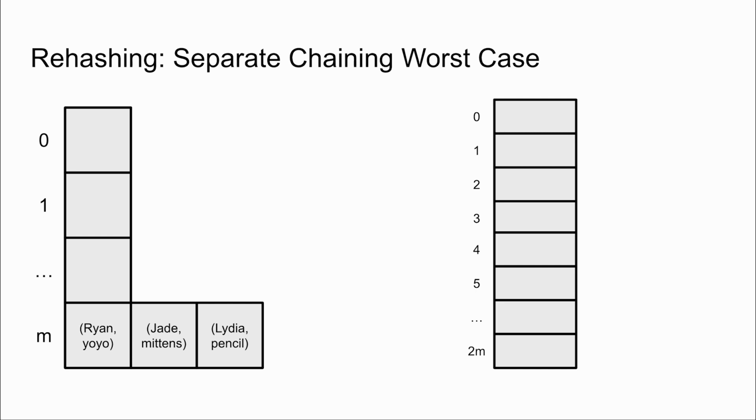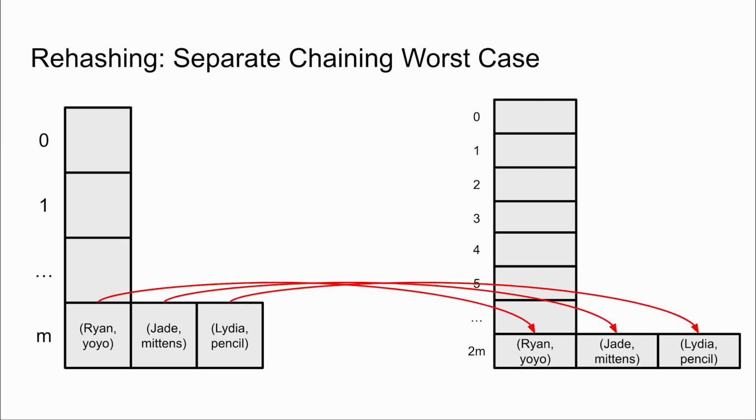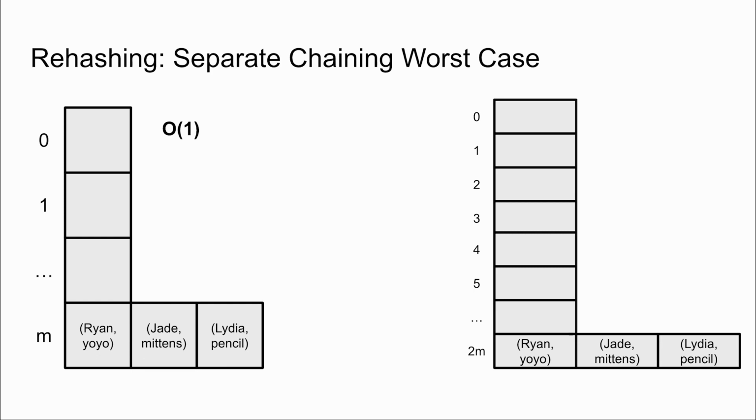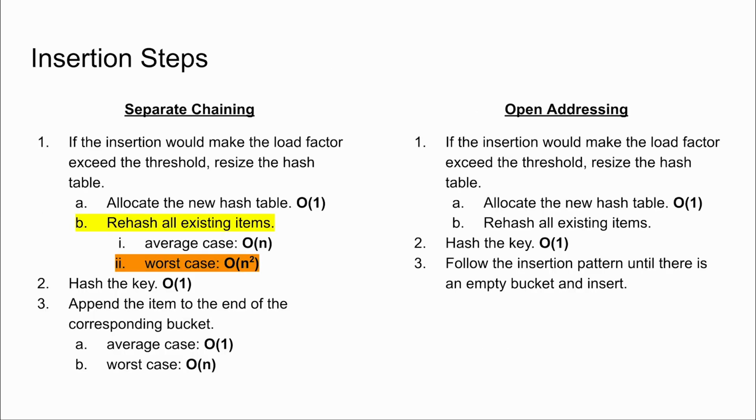In the worst case, even after resizing, everything still hashes to the same bucket. Then, the first reinsertion takes O(1), the next O(2), and so on and so forth, all the way to the last reinsertion taking O(n) time. There's a formula for this summation which ends up being O(n(n+1)/2), which is O(n²). Then, the worst case rehashing takes O(n²) time.